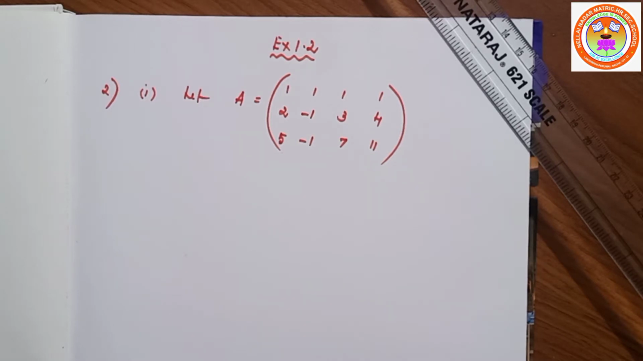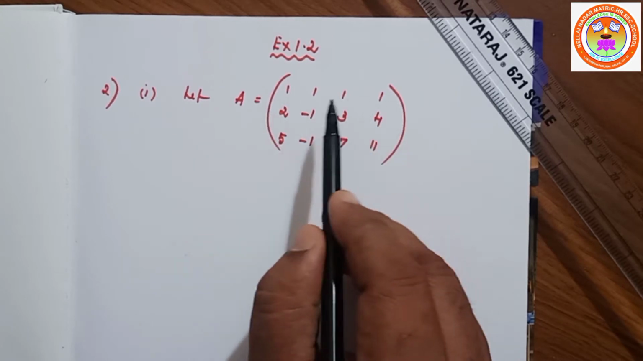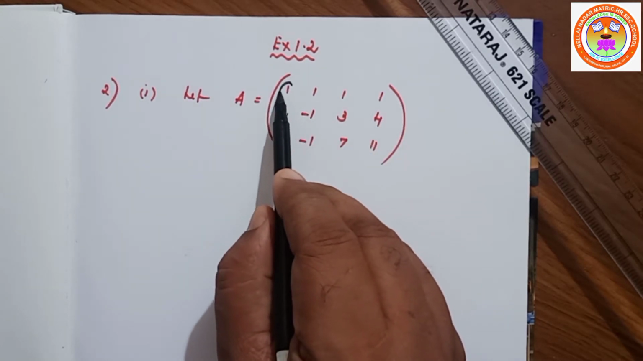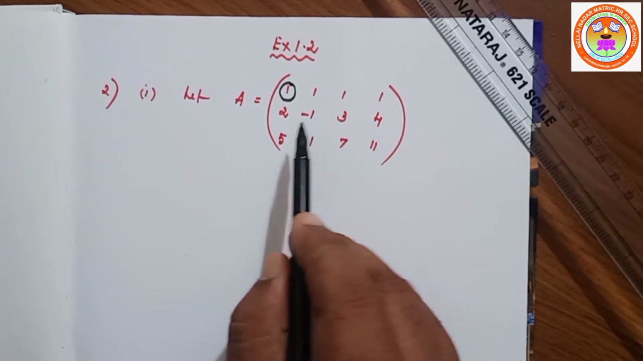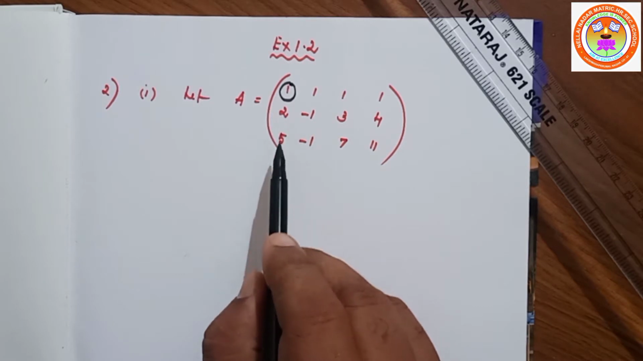You first remember the conditions. The first condition is the elements below the first non-zero element in the first row have to be 0. For example, here in the first row, this is the first non-zero element, correct? Below which we have two numbers. What are they? 2 and 5. We have to make them 0.